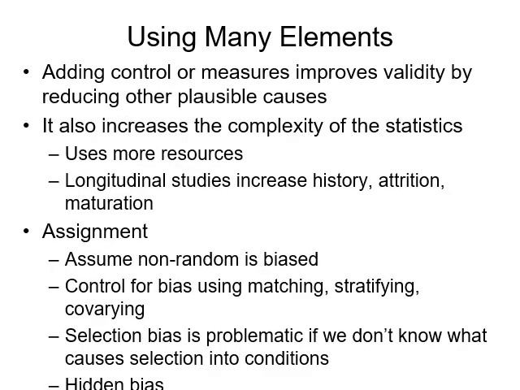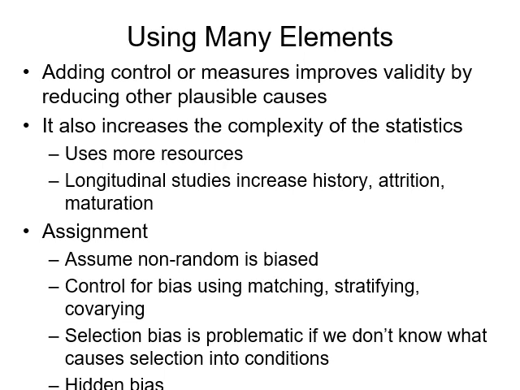So again, using these many elements, we want to add controls or measures to improve the validity, the truthfulness of our findings by reducing other possible causes. So we're using all these elements to try to address questions of what if you're wrong? What are the other explanations? It also increases the complexity of the statistics, however. So it does use more resources, more time.